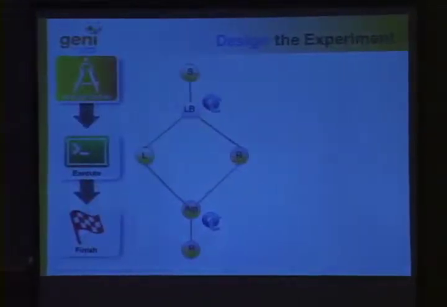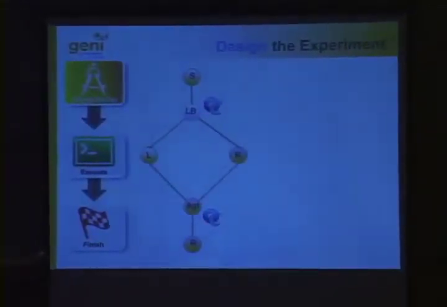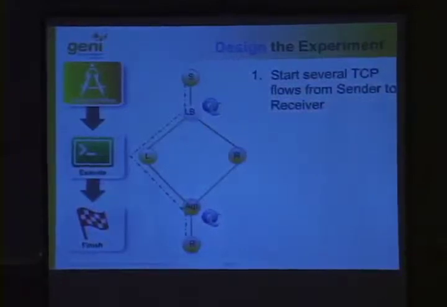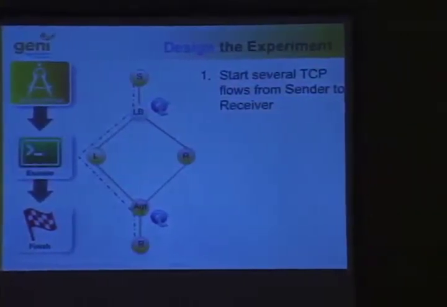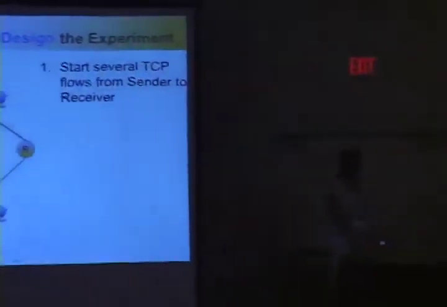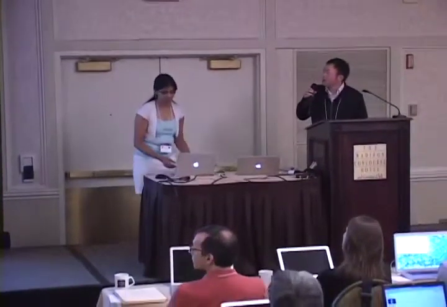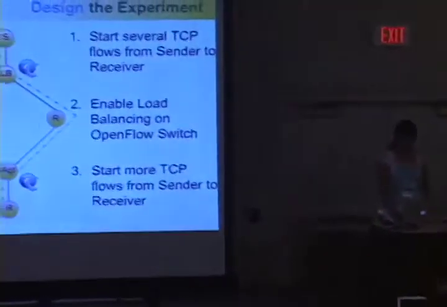Here is the design of our experiment. We start by sending out several TCP flows from the sender to the receiver without enabling the load balancer. In this case, the switch near the sender will simply pick the default path, in this case the left path, to forward all traffic to the receiver. In step 2, we are going to enable the load balancer on the load balancing switch, and then send more TCP flows from the sender to the receiver. Since load balancing is enabled, we are going to see traffic being forwarded to both the left and right paths.